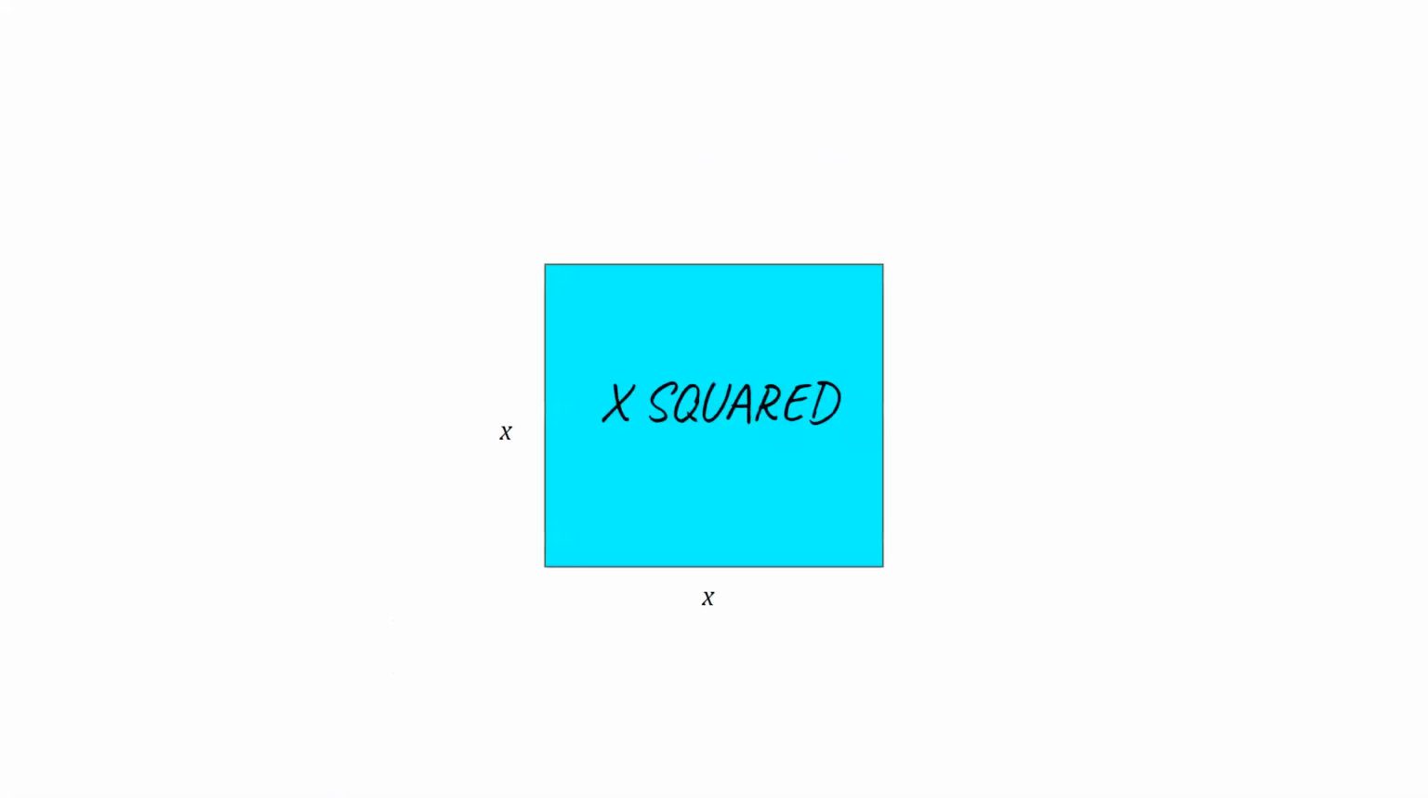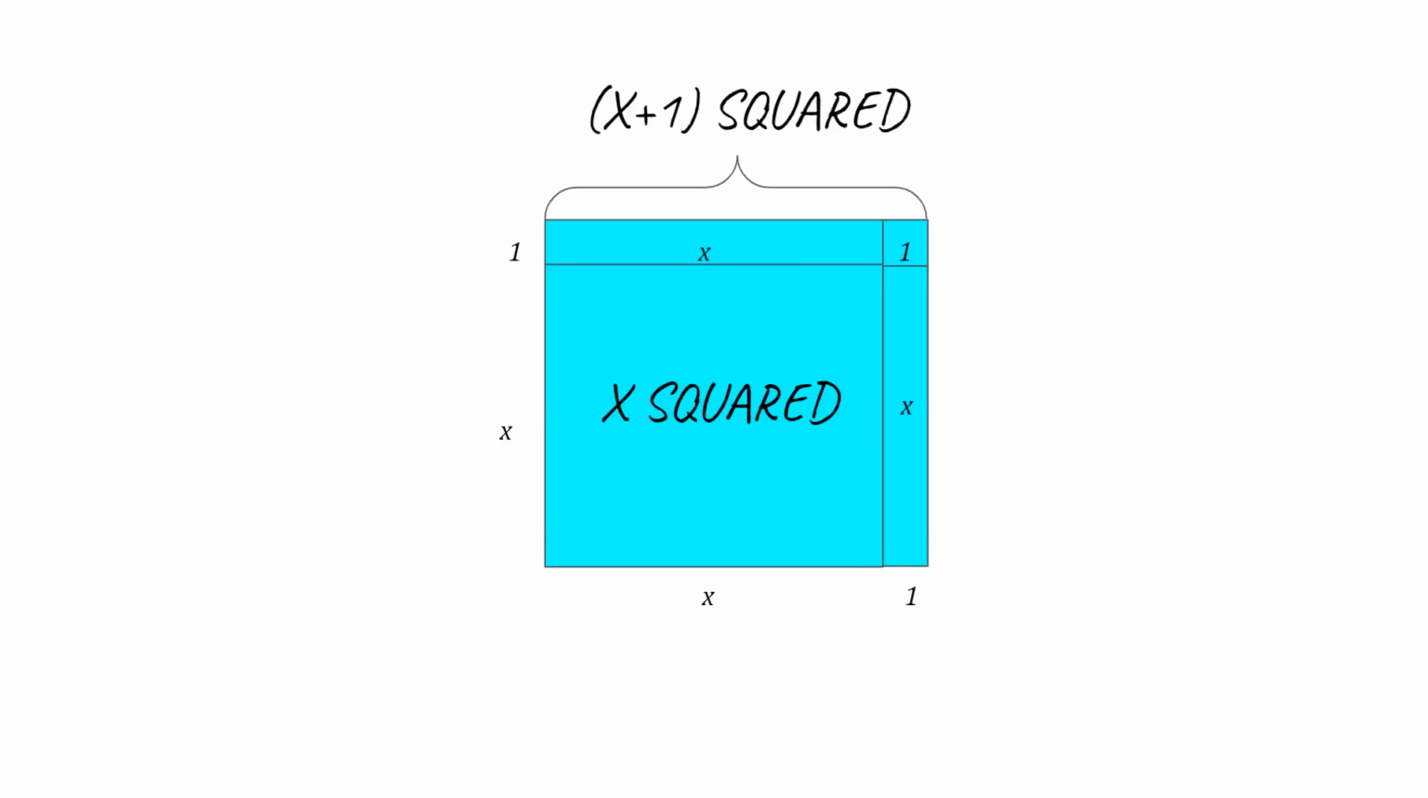To start, it makes sense that multiplying a number by itself is called squaring, because the result is the area of a square with sides that are the length of the number in question. Using this physical model of squaring, we can see that the difference between consecutive integer squares is 2x plus 1.